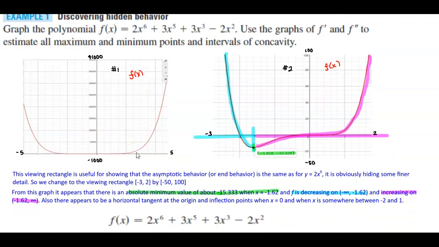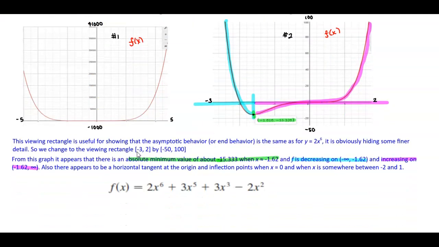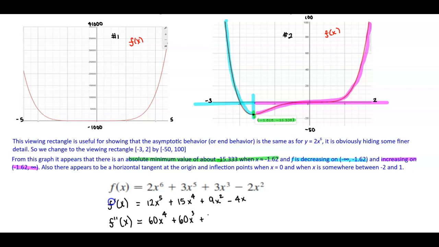Now what we want to do is take this function and find the first derivative and the second derivative. So f prime of x is equal to 12x to the 5th plus 15x to the 4th plus 9x squared minus 4x. And then we also want to find the second derivative of this function. The second derivative is going to give us 60x to the 4th plus 60x cubed plus 18x minus 4.